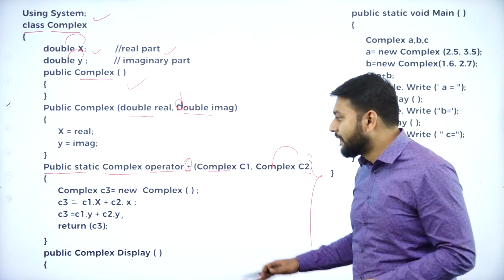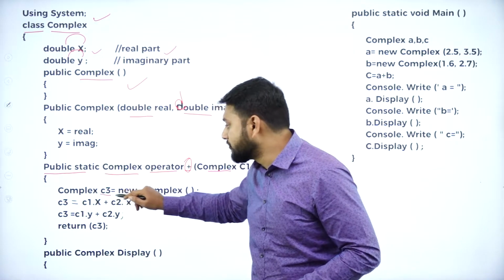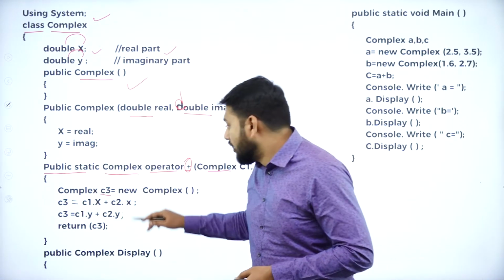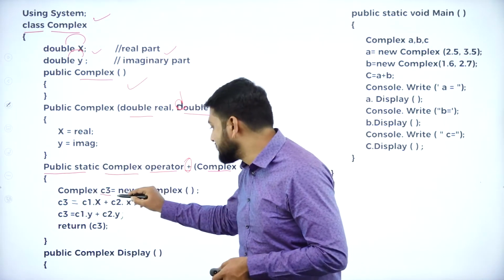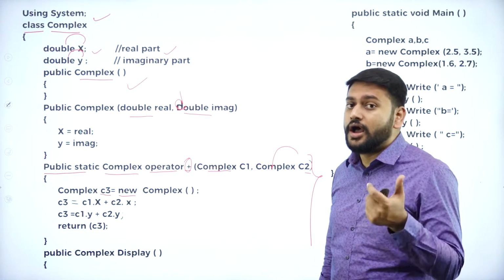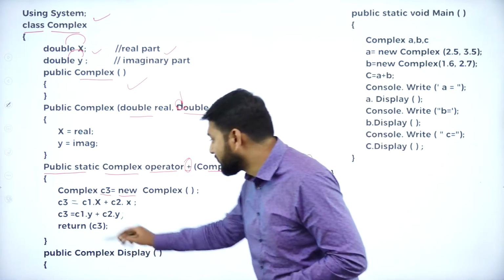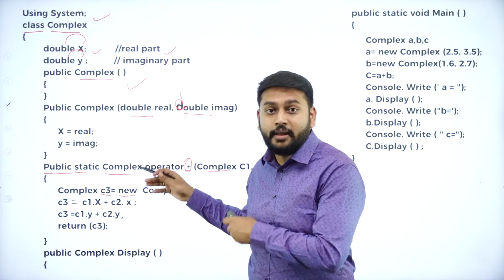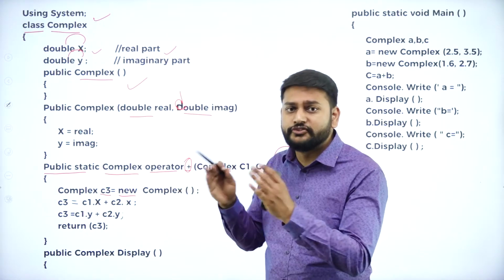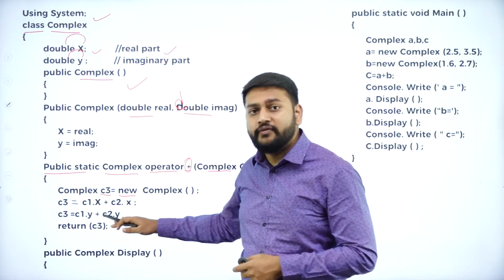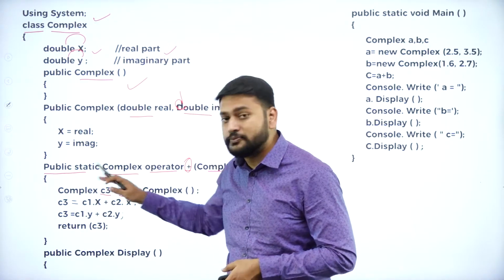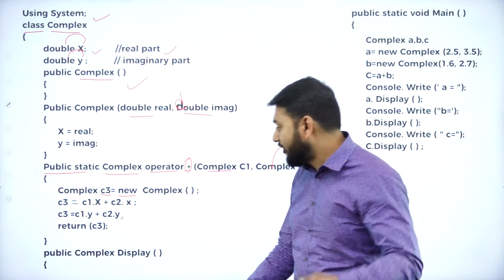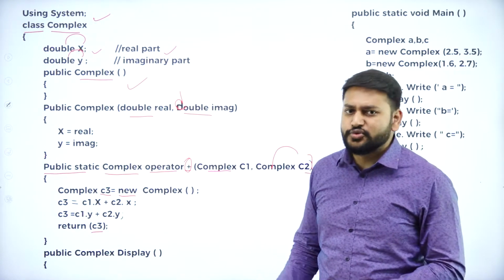So inside this, I'm creating one more object, that is C3. I'm allocating memory using the new keyword, is what you need to observe here. Observe the calculation that we are doing here. C3 is equal to C1.x plus C2.x, so I'm calculating the x value of C1 and C2, and the y value of C1 and C2, and I'm storing it in C3. Finally I will return C3. That's what I'm doing here.